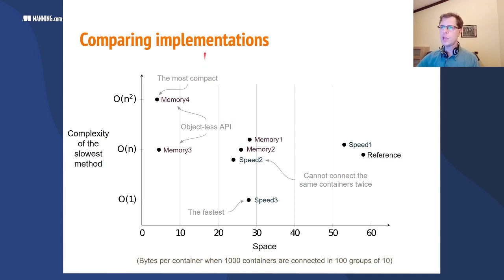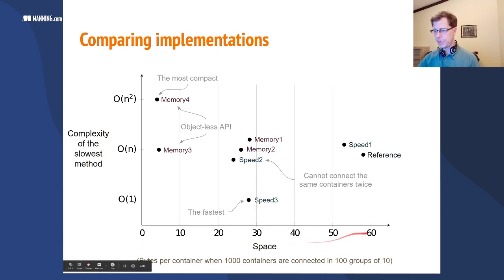In this picture, I'm comparing a couple of implementations. Some of them we've seen so far. They are Reference, Speed 1, Speed 2, which is the one with circular lists, and Speed 3, which is the one with union find trees. And then it also includes Memory 1 and Memory 2, which are other implementations that you can find in the next chapter. We're not going to talk about them here. But you should know that these are the implementations that try to optimize the memory occupied by each container.